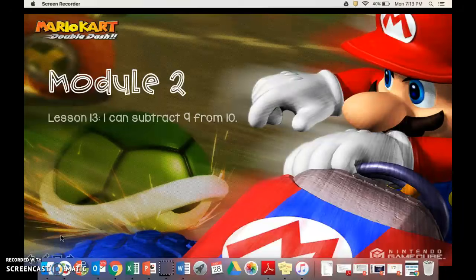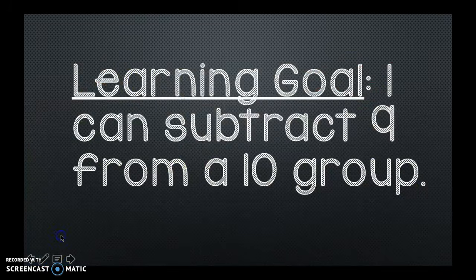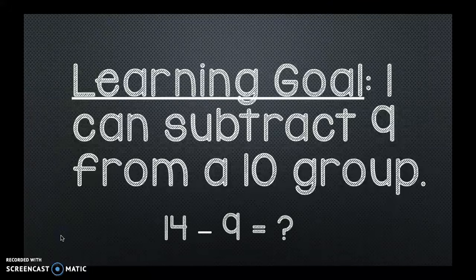Yeah, it's super fun. All right, well today I'm going to have our friends from Mario Kart help us out with our learning goal. Our learning goal for today says I can subtract a 9 from a 10 group. Hey, that sounds pretty familiar. Yesterday we did it with number sentences. We had 14 minus 9, we found a 10 group, and then we subtracted the 9. Do you remember doing that? Yeah, you all totally rocked it yesterday.